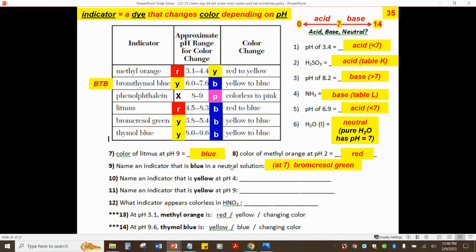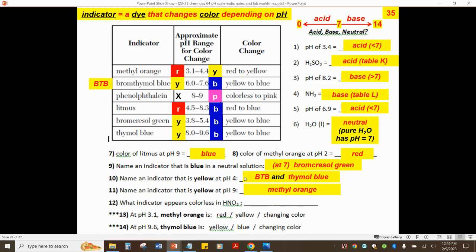Name an indicator that is yellow at a pH of 4. For some of these, there might be two answers. An indicator that is yellow at a pH of 4. You try it and hit pause. Okay, at a pH of 4, bromthymol blue will turn yellow, and thymol blue will also turn yellow. 4 would fit in the yellow zone for bromthymol blue, 4 would fit in the yellow zone for thymol blue. Name an indicator that is yellow at a pH of 9. Hit pause. Yellow at a pH of 9. That's going to be methyl orange. pH of 9 fits in the yellow zone for methyl orange.